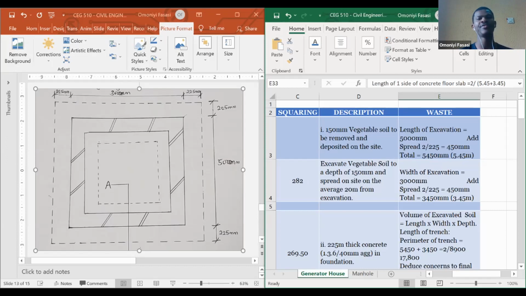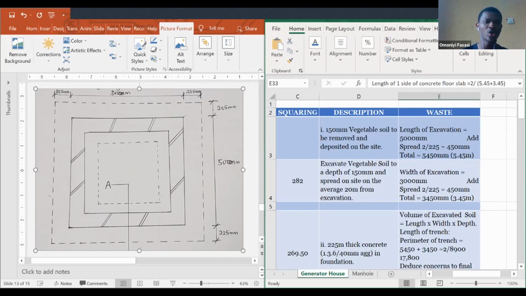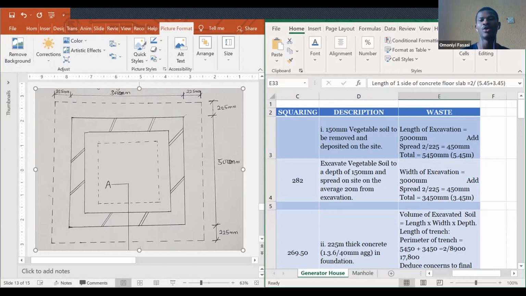Do you get? So now the length here is 5,000 mm plus 225 mm plus 225 mm. But when I'm representing this under my bill of quantity or BEME calculation, I show that it is add spread, not the normal addition sign, because that is how they represent it from their end.